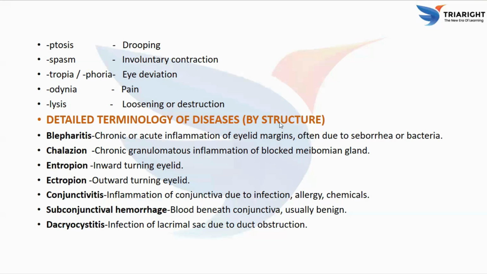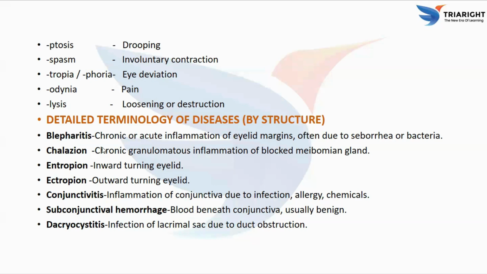So next, coming to detailed terminology of the diseases by structure. So blepharitis. Blepharitis is a chronic or acute inflammation of the eyelid margins, often due to bacteria, dandruff or blocked glands. So what are the symptoms of blepharitis? Burning, crusting, and the eyelids appear red in color.